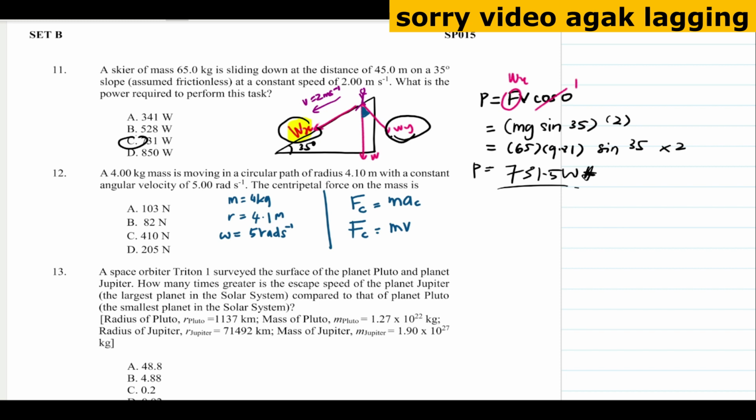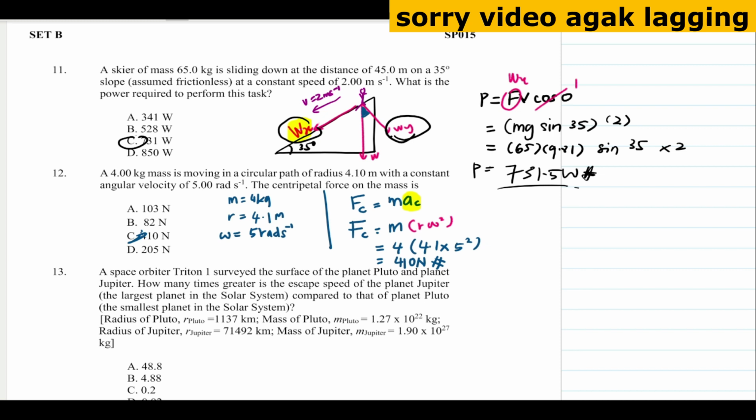Okay, so saya guna terus m a_c. So a_c saya dah tahu dia adalah r omega squared. Masukkan saja. So m is 4, r is 4.1, omega is 5. Square jangan tertinggal. Boleh. So the answer should be Fc is 410 Newton. Okay, so the answer is C.